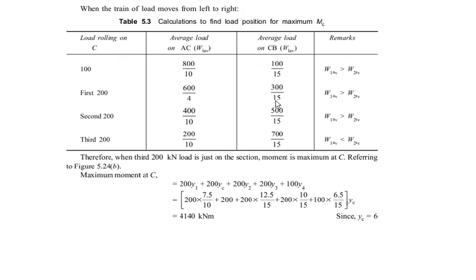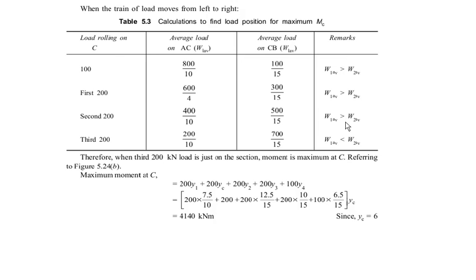So now the average load on CB is 100 plus 200 plus 200, that is 500 divided by the length of the portion CB, which is 15. And in the portion AC, the remaining loads are 2 more 200 kilonewton loads. So 200 plus 200, 400 divided by the length of the portion AC, which is 10. So 400 by 10. Here also the remark is the average load on AC is greater than the average load on CB. So there's no change in the remark.